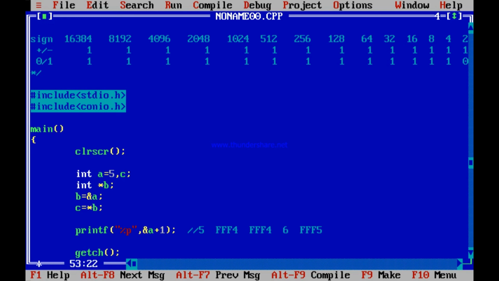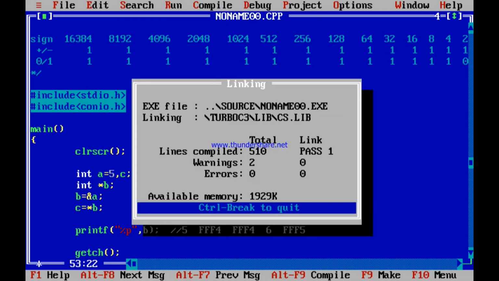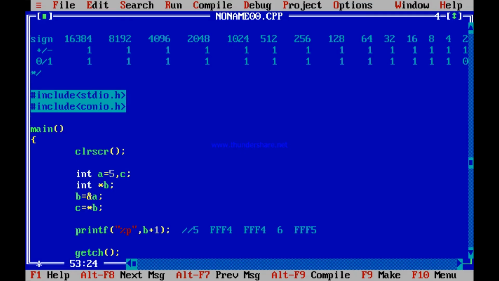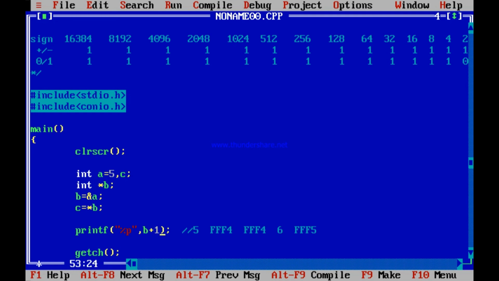But suppose I write only B. B is the address of A, so FFF4 again. Let me run it. Percent P is absolutely fine because B is FFF4. Yes, FFF4. B plus 1, what is that? FFF6. Yes, B is FFF4 plus 1. Next to next one, it increments by 2, as it is a pointer to an integer. So FFF6 is absolutely fine. Now suppose I print star B. What is star B? B is FFF4. Star B is content of FFF4. What is that? 5. 5 plus 1 is 6. So how should I print it? With D. Alt R. Enter. Yes, 6.